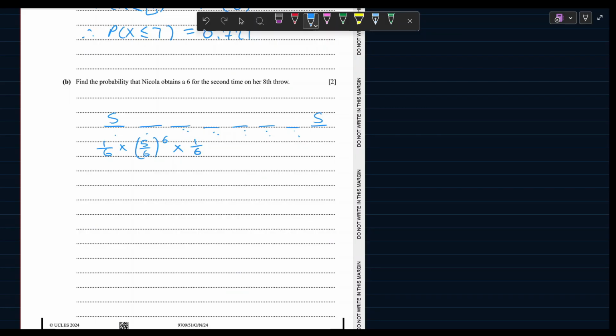But because this first success can be either on the first throw, the second throw, the third throw, the fourth throw, the fifth throw, the sixth throw, or even the seventh throw, we're going to have to multiply by 7 for those 7 outcomes. All right, so now let's evaluate this probability. That's 1 over 6 times 5 over 6 to the 6 times 1 over 6 times 7. This gives us an answer of 0.0651.